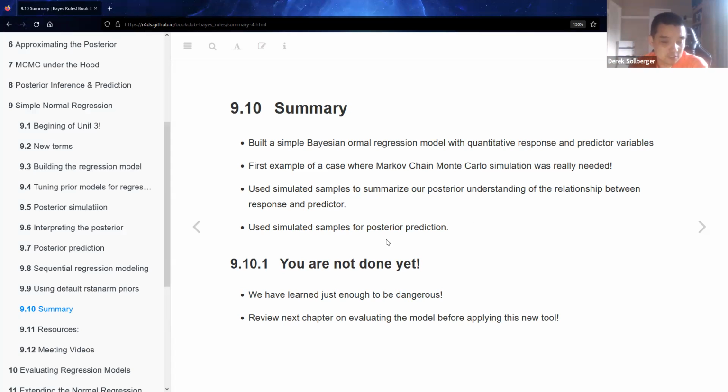The textbook authors literally have a section called "You Are Not Done Yet" to offer a couple of cautionary notes. We have learned just enough to be dangerous. That is, don't go around predicting things just yet if you're stopped here in the textbook. Because we want to, in the next chapter, spend more time evaluating the model and evaluating our assurance of using these Bayesian models.